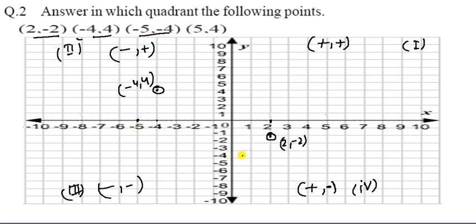You can see here, so the first two are completed. Now come to the third number, minus 5 and minus 4. Minus 5 is here and minus 4 you can go down. So it is here. So you can write here minus 5 and minus 4, that is in the third quadrant. So let us see the next number, that is 5, 4. Where is 5? It is 5 and 4 is upward. So you can say here it is 5, 4 and it lies in your first quadrant.